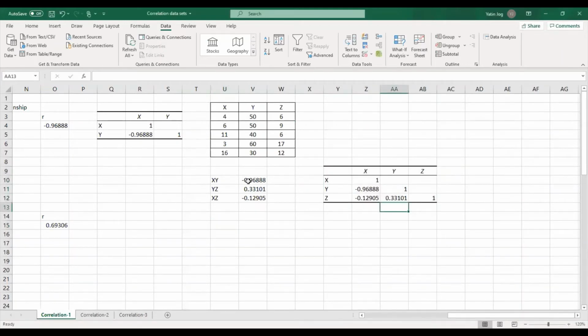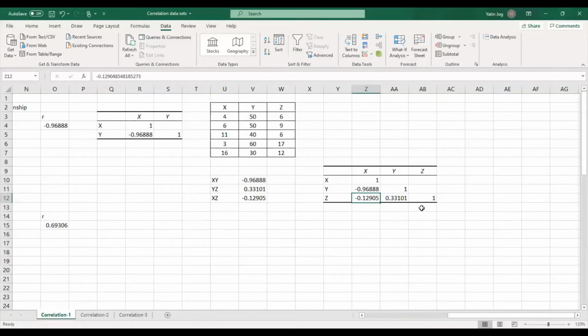So it is giving me the same values, minus 0.96 between X and Y, then 0.33 between Y and Z, and minus 0.12 between X and Z. It is giving me the same values, but in a single click, I can get all the relationship values. That is the benefit of this data analysis method. So you can find out the relationship between multiple variables using a single click.